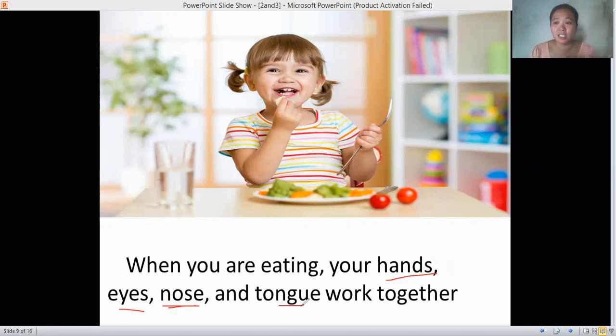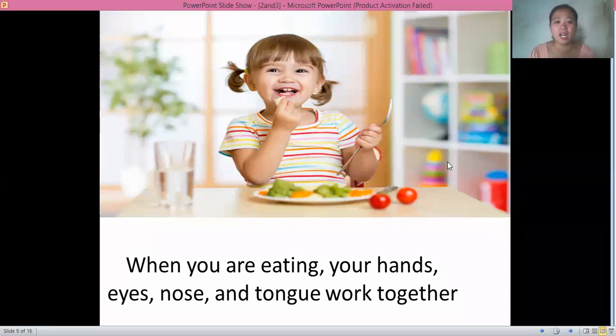And she needs her tongue to eat and taste the food. So the sense organs that work together when you are eating are your hands, your eyes, your nose, and your tongue. Now let's go to our next picture. Let's see which sense organs are used.